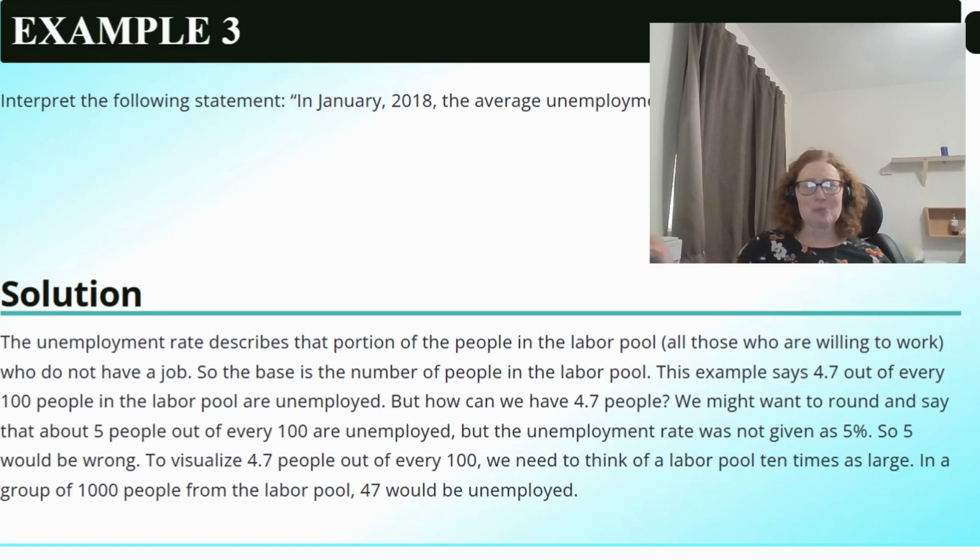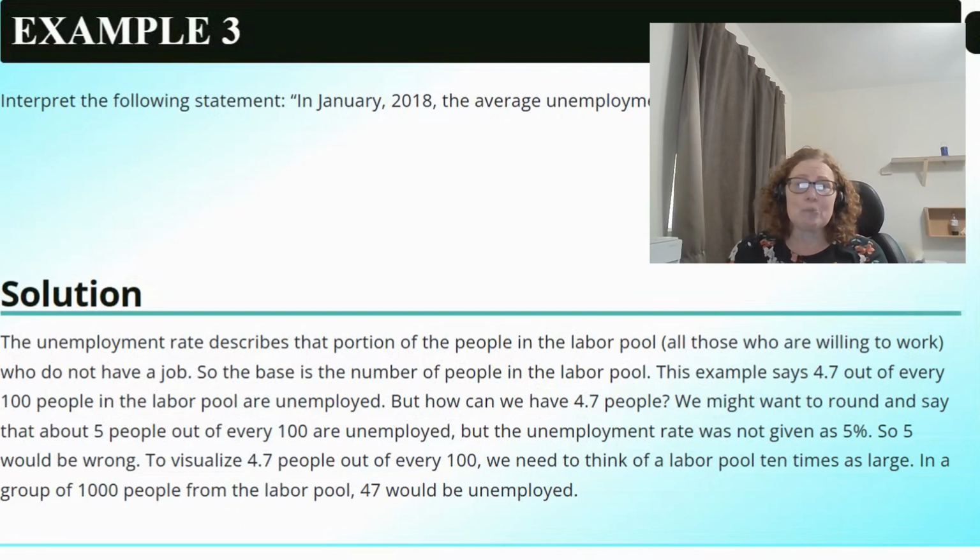But how can we say 4.7? I've seen surveys that say the average number of children that people have is 2.5. Well, how do you do that? Unless we're talking about someone that's pregnant and that's the portion of the person. So it really doesn't make sense. We could say about 5, but it's accurate, but maybe not so much.